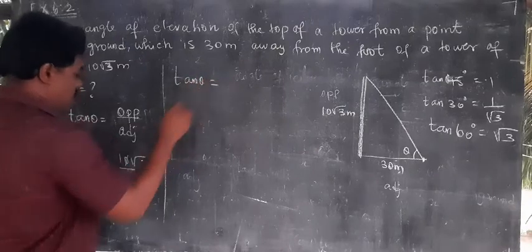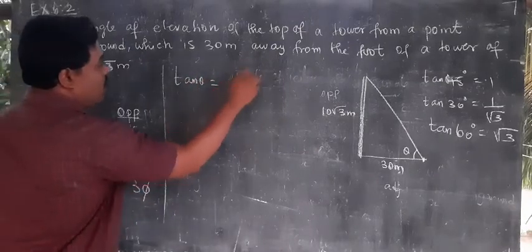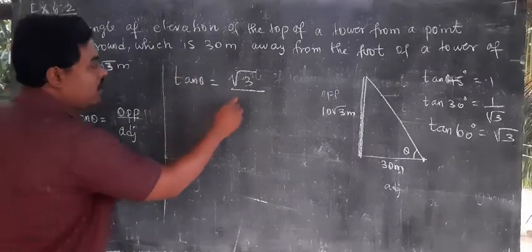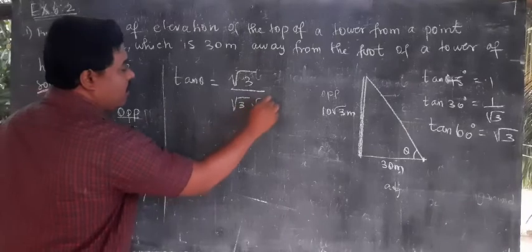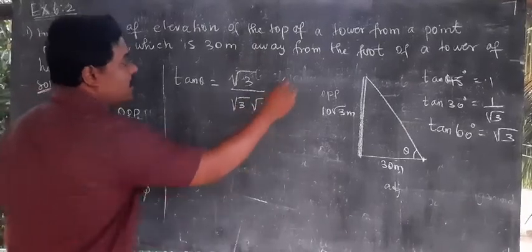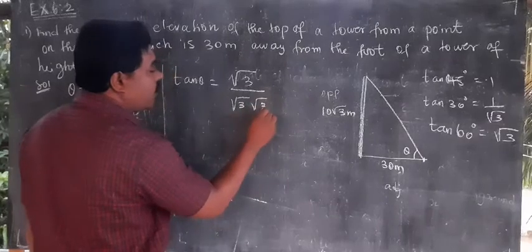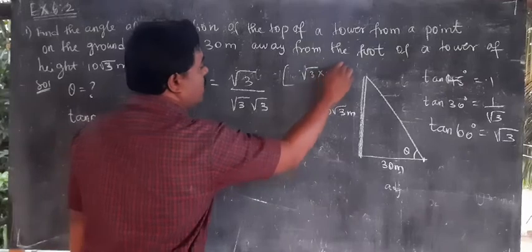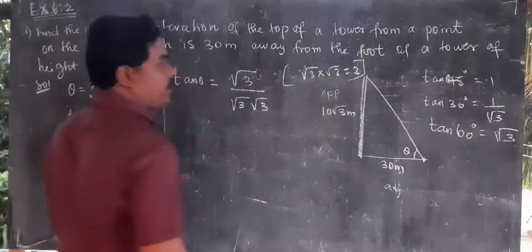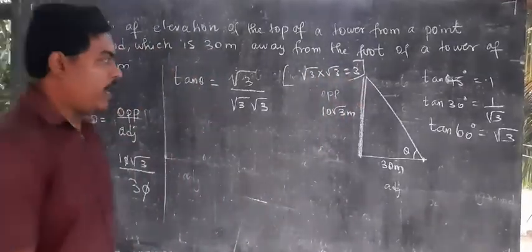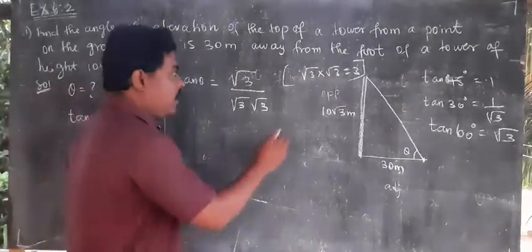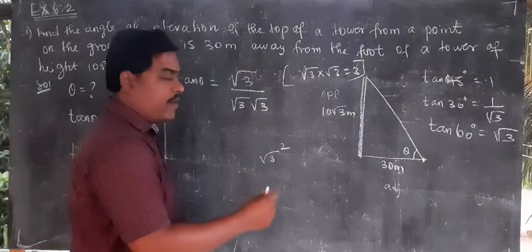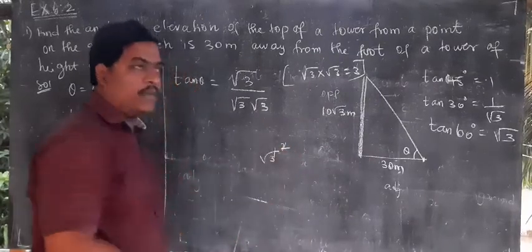Tan theta equal to root 3 by, here 3 only we are having, we need to cancel. This 3 I wrote as root 3 into root 3, because root 3 into root 3 is 3. Why I am saying root 3 into root 3 equal to 3? Listen, root 3 into root 3 means root 3 whole square only. 2 times we are having. Square and root will be cancelled. 3 only we are getting.